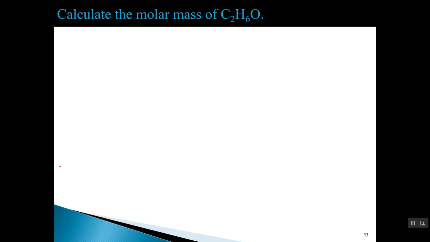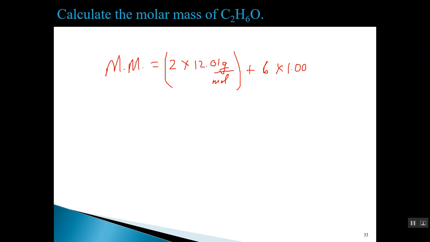So in the case of, let me write this here. The molar mass would be equal to 2 times the molar mass of carbon, which is 12.01 grams per mole, plus 6 times the molar mass of hydrogen, which is 1.008 grams per mole, let me continue down here, plus the molar mass of oxygen, which is 16.00 grams per mole.